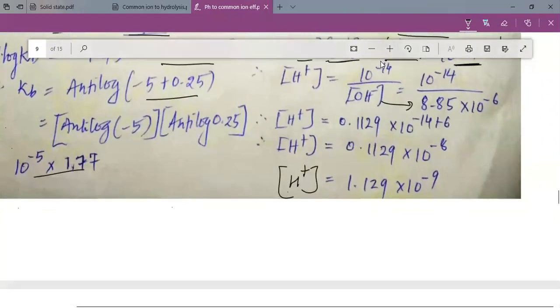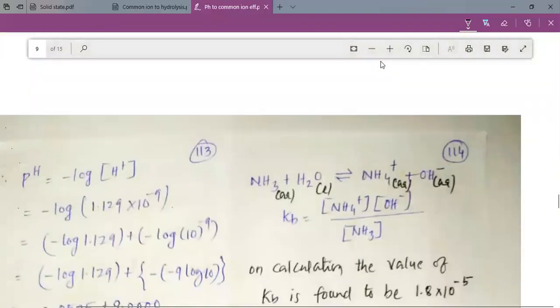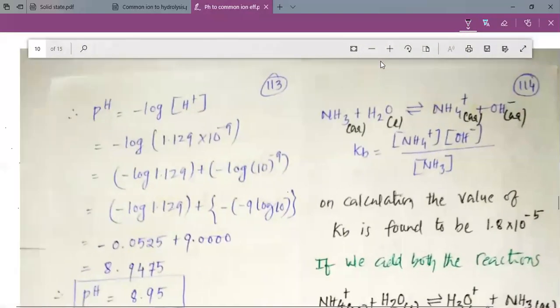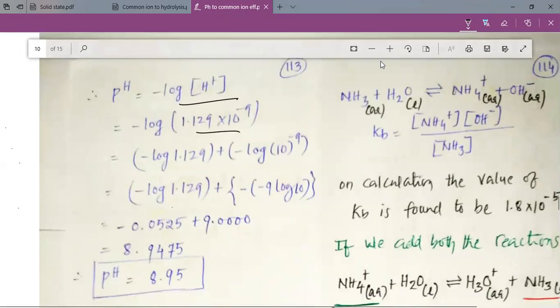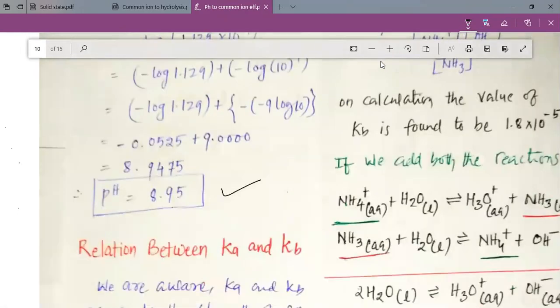Now, my dear students, we will find out the pH value. We know that pH is equal to minus log of H plus. So by putting the concentration of H plus, we find out that the value of pH is equal to 8.95. So this is how, my dear students, we solve the various problems which are related to the Kb.